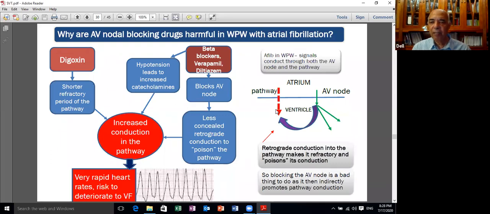Why do they facilitate it? For two reasons. Number one, if you give them intravenously, they drop the blood pressure. If you drop the blood pressure, you activate the sympathetic nervous system, and this shortens the refractory period of the accessory pathway and enhances the conduction.